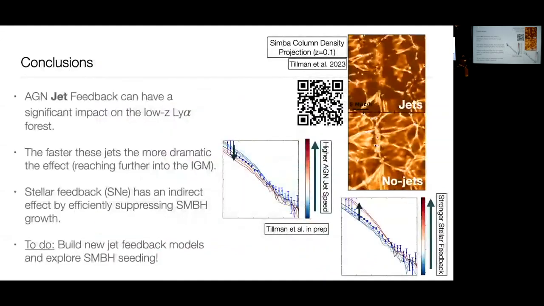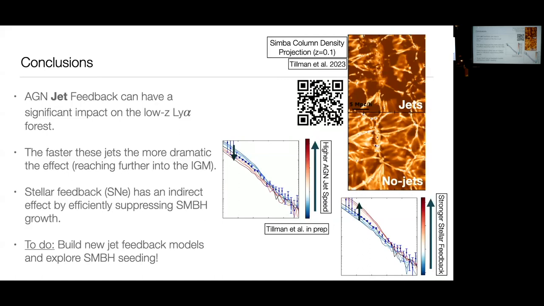So what are our conclusions from this? Apart from that AGN jet feedback is pretty important and we should make more models, AGN jet feedback can have a significant impact on the low redshift Lyman alpha forest. We need to look at it more. We need more observation data so that we can constrain it. The faster these jets are, the more dramatic the effect. They can reach out into the IGM and actually cause mayhem.